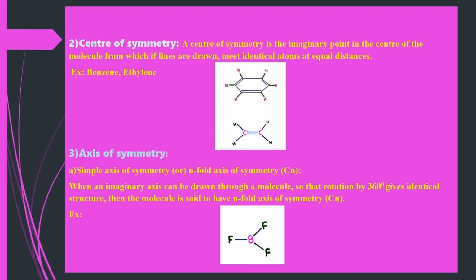I told you, through a complete rotation of 360 degrees, it appears to be identical 3 times. So 360 degrees by 3, that is 120 degrees. So after every 120 degrees, we can see the original appearance of BF3. Hence we say BF3 has C3 axis of symmetry. Students, clear? One more example also I have quoted here.